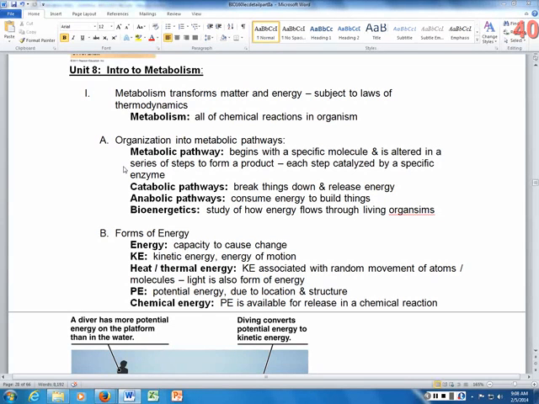A catabolic pathway is one that breaks things down and releases energy. An anabolic pathway is going to consume energy to build things. So the way I remember this is I think cats are destructive. They break things down.